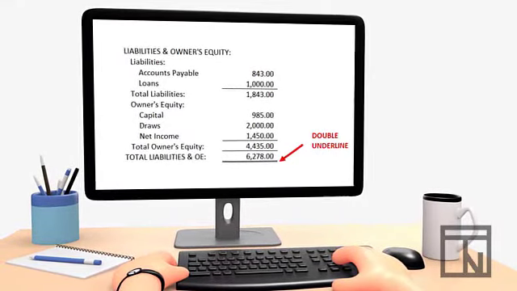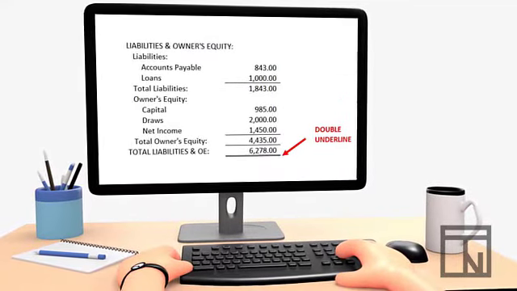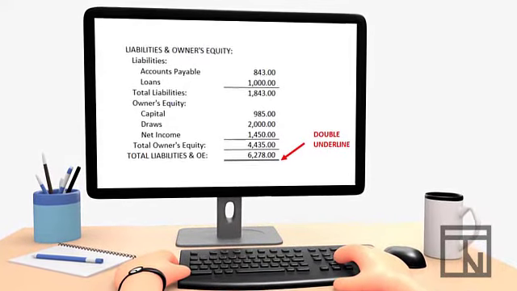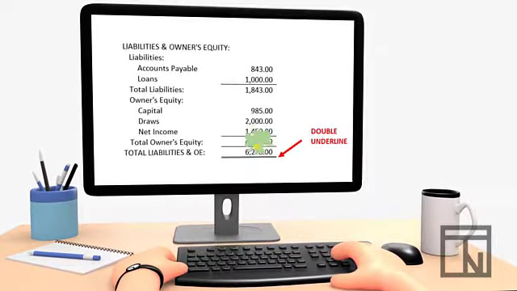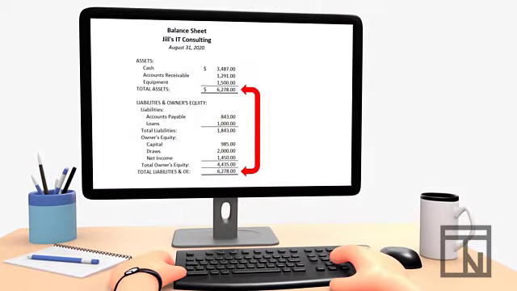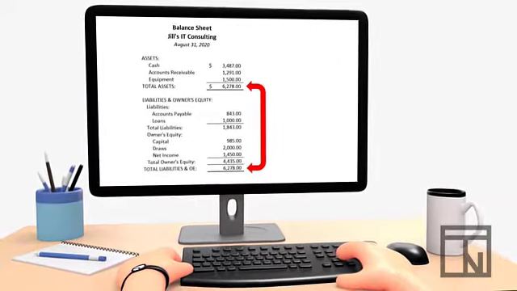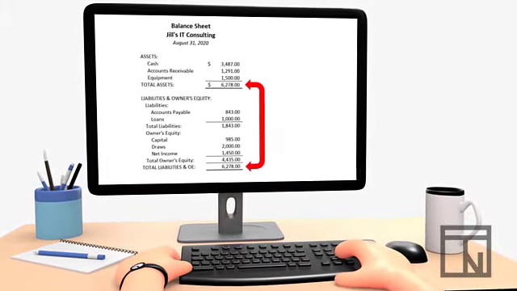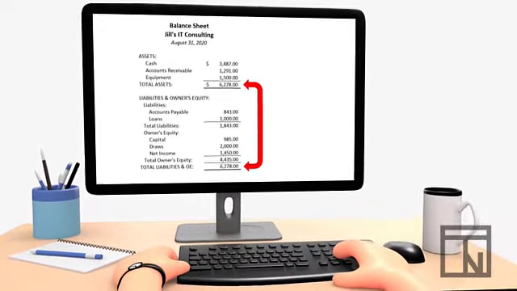Then liabilities and owner's equity are added together, and the total of the two categories is shown at the bottom of the balance sheet, with a double underline to indicate the end of this half of the accounting equation as well. The two totals, assets and liabilities plus owner's equity, are then compared to make sure that they are the same number. If they are, your accounting equation is considered balanced, and your balance sheet is done.